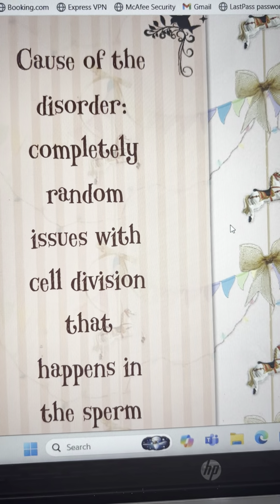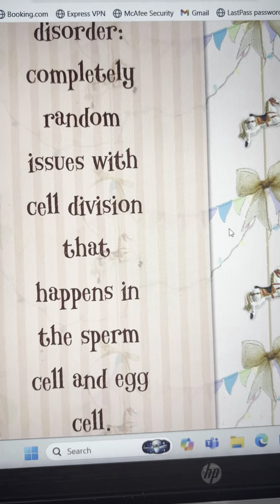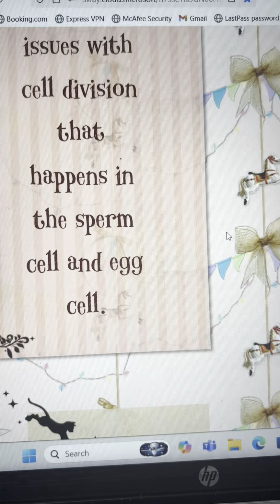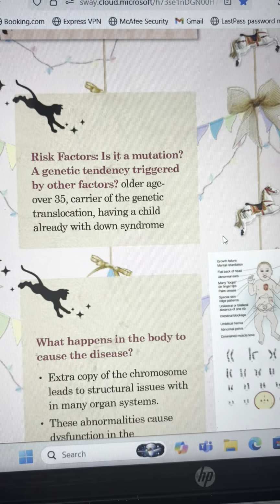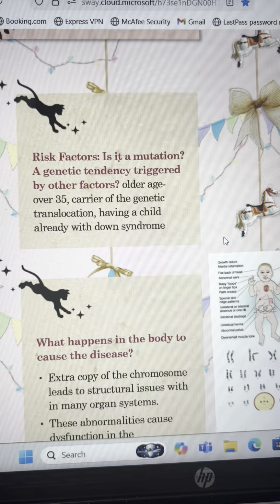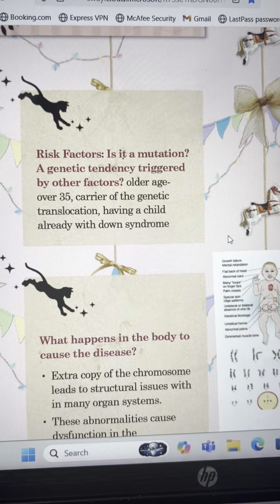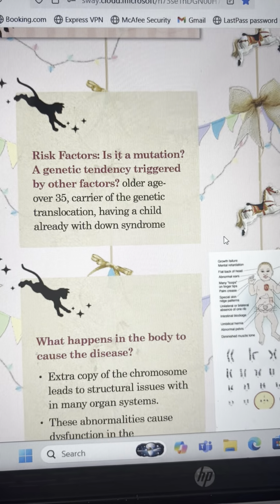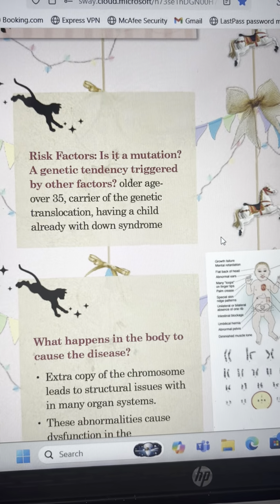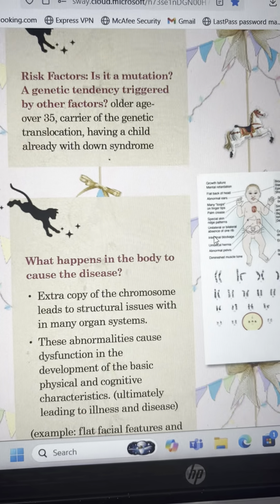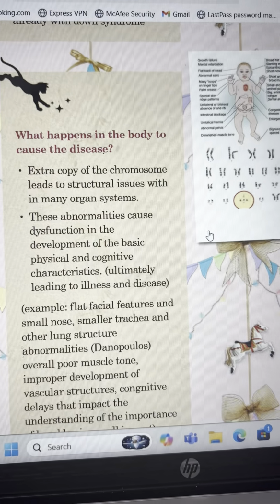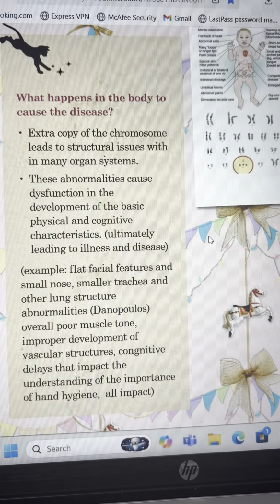Cause of the disorder is completely random. It's a completely random issue with cell division that happens with the sperm and the egg cell. Risk factors: mutation. Ultimately, most trisomy babies are born to people under 35. However, being over 35, a carrier of the genetic translocation gene, or having a child already with Down syndrome is a higher risk.